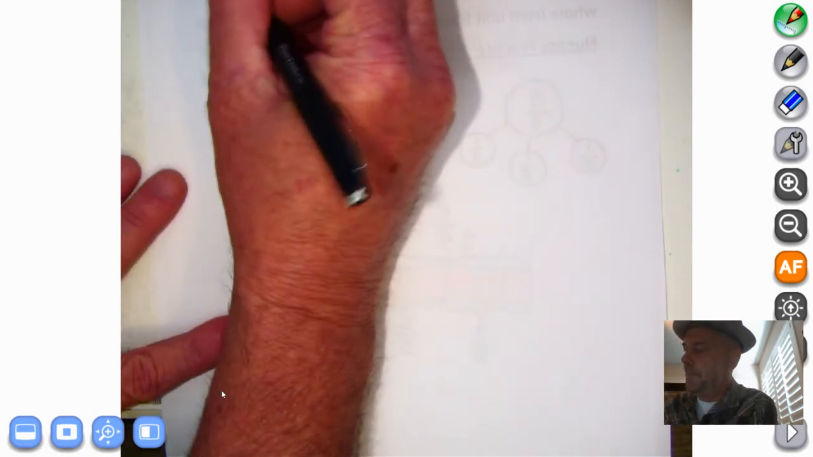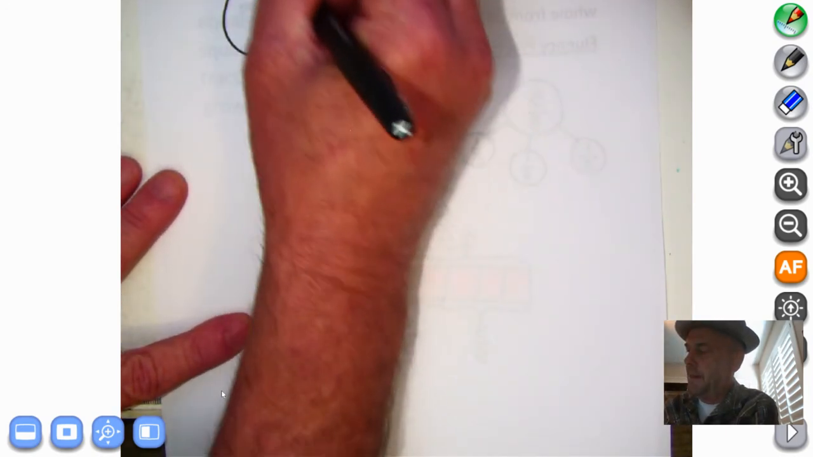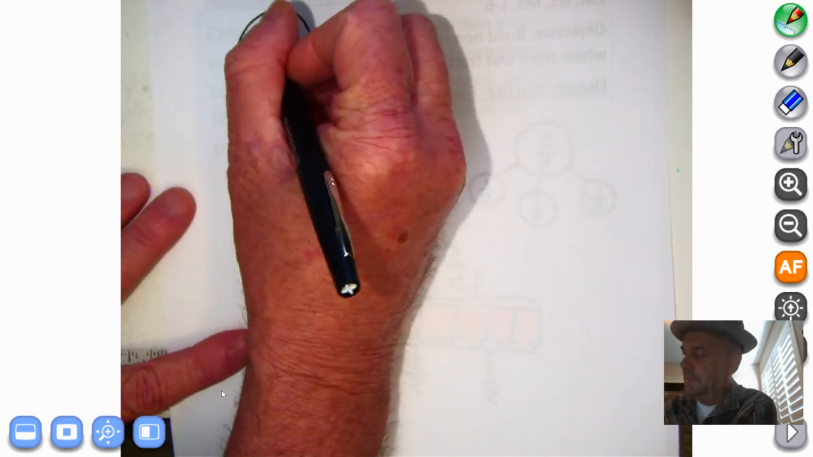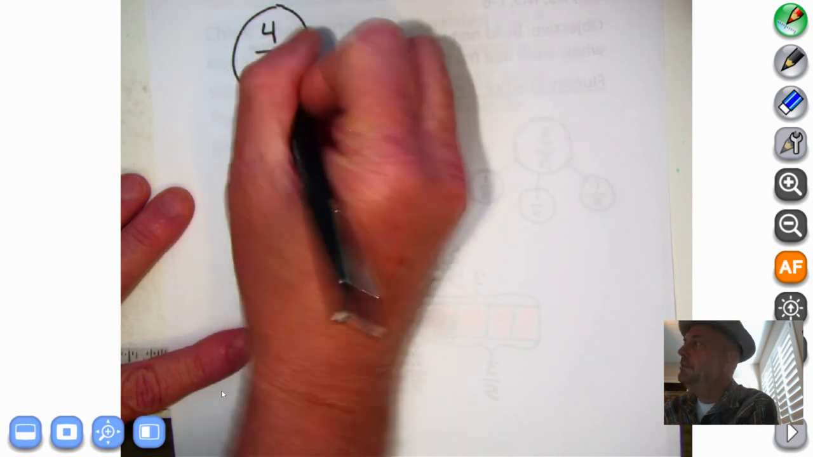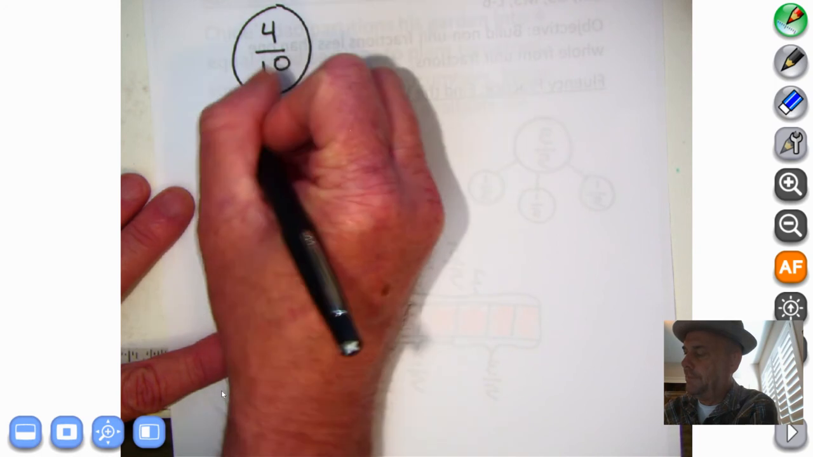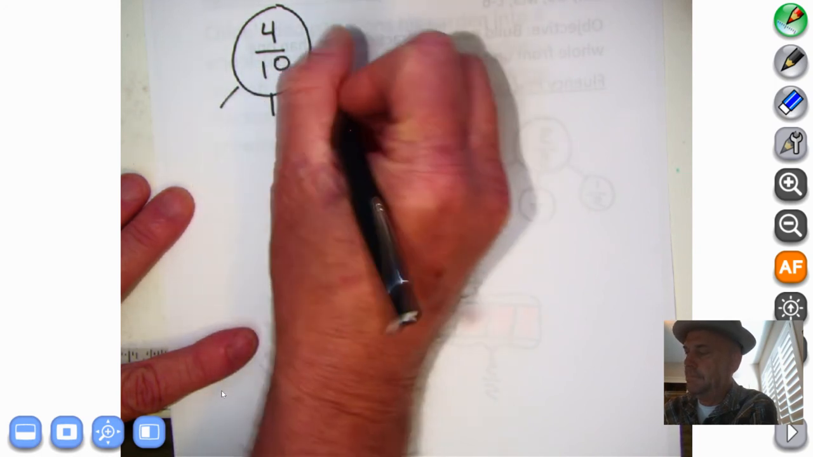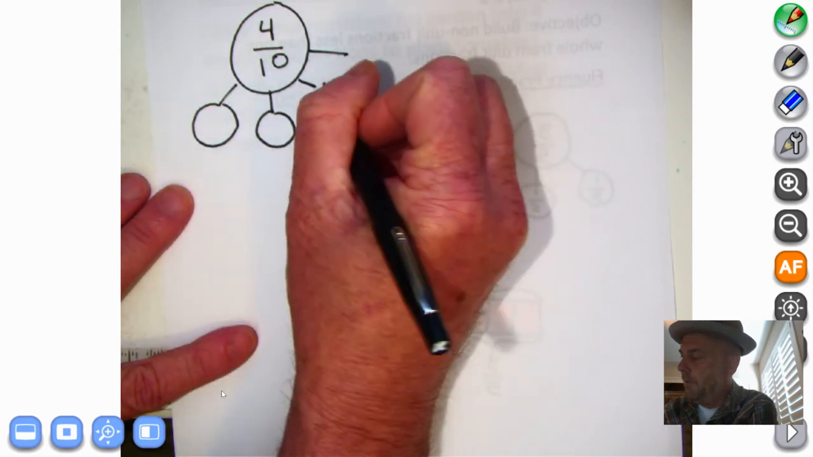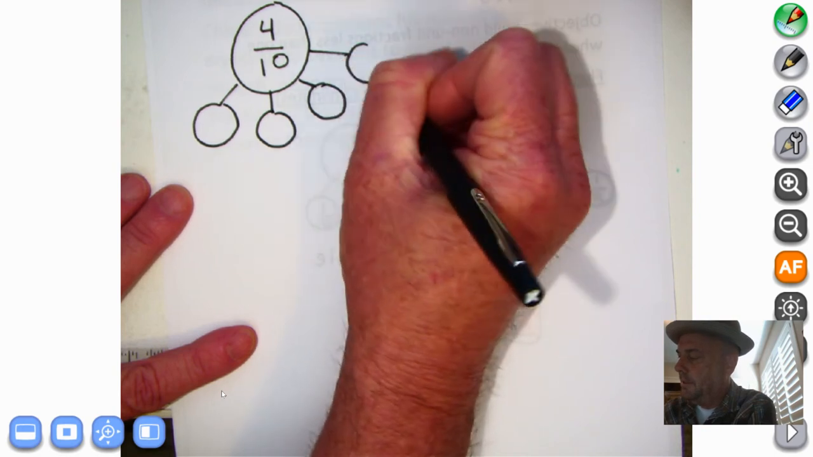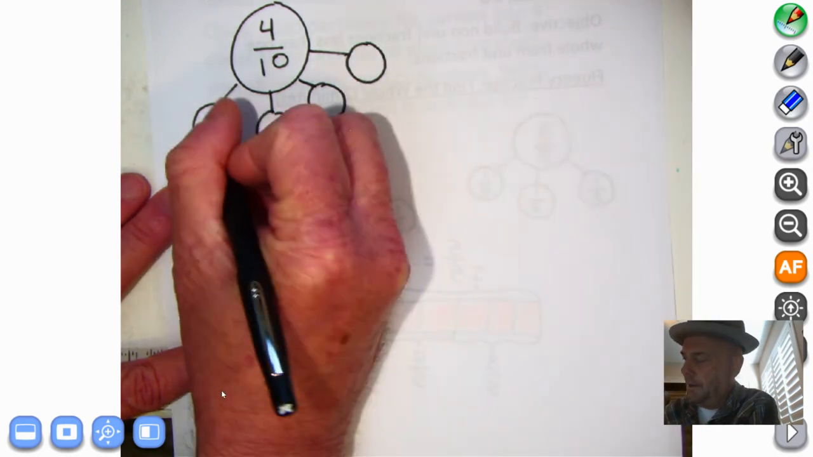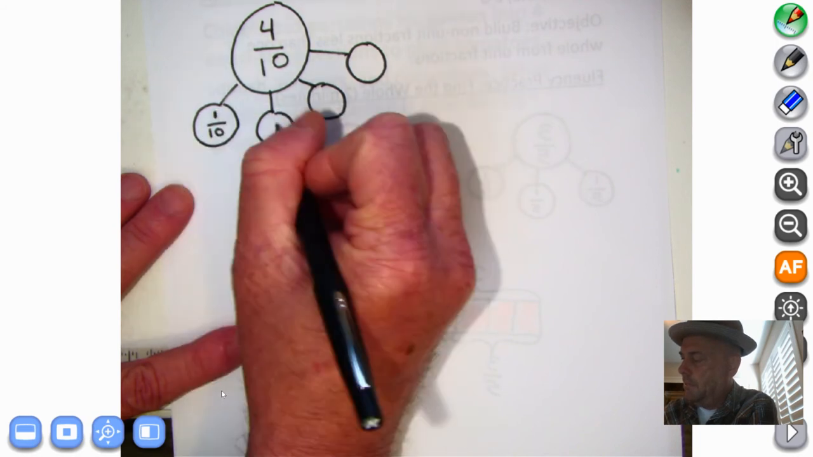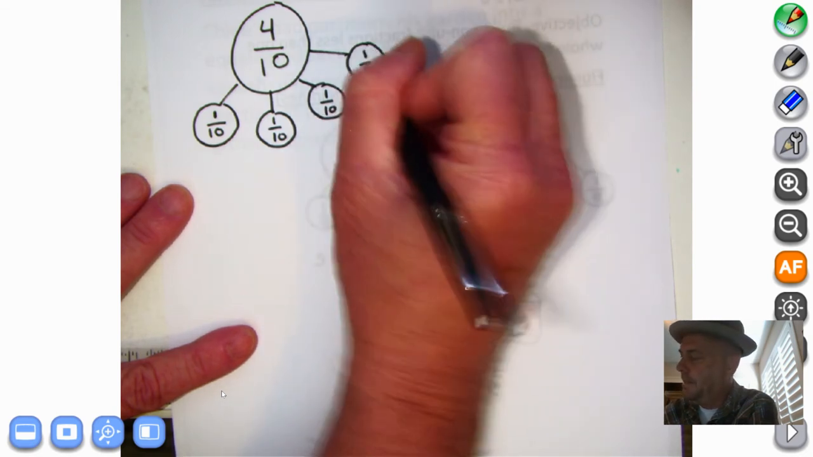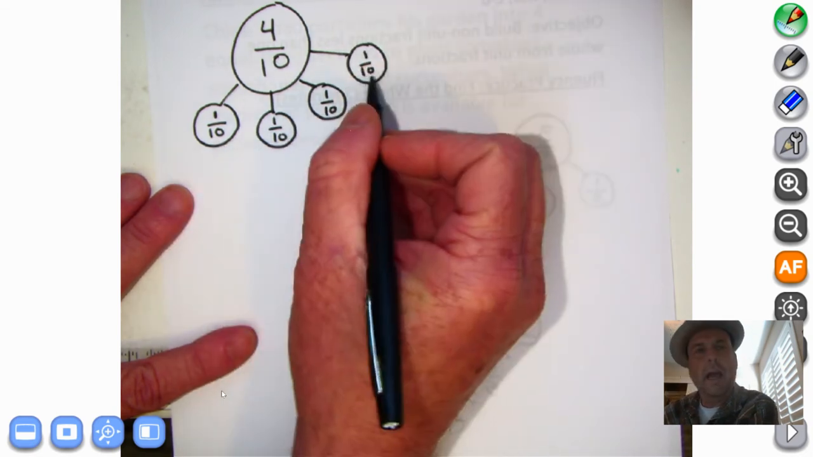Okay, we're going to start off with a number bond. My name is Bond, number bond. And this bond is, let's do 4 tenths. So what is going to go in these 4 number bonds? Think about it. If you said 1/10 plus 1/10, throw on another tenth and another tenth, what do we have? 1, 2, 3, 4 tenths.